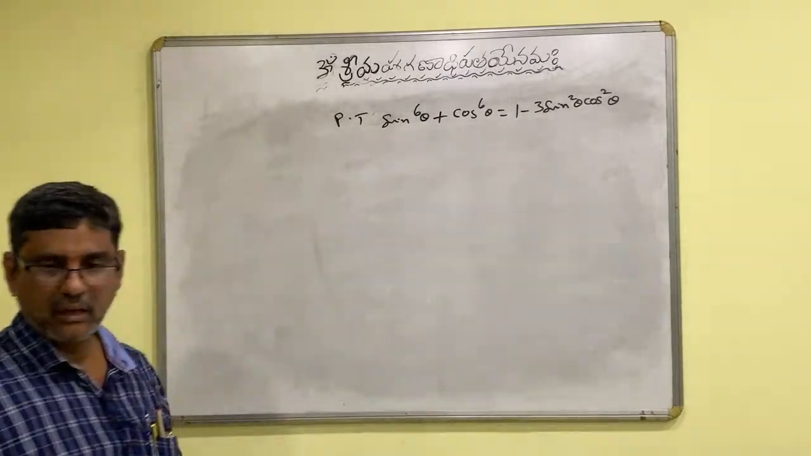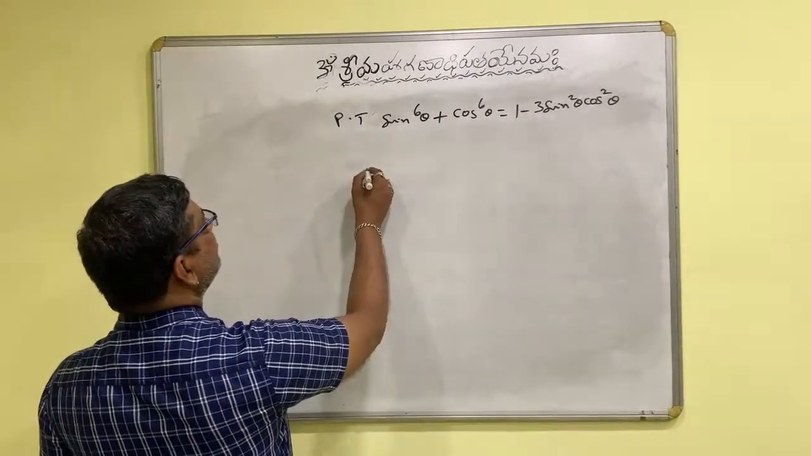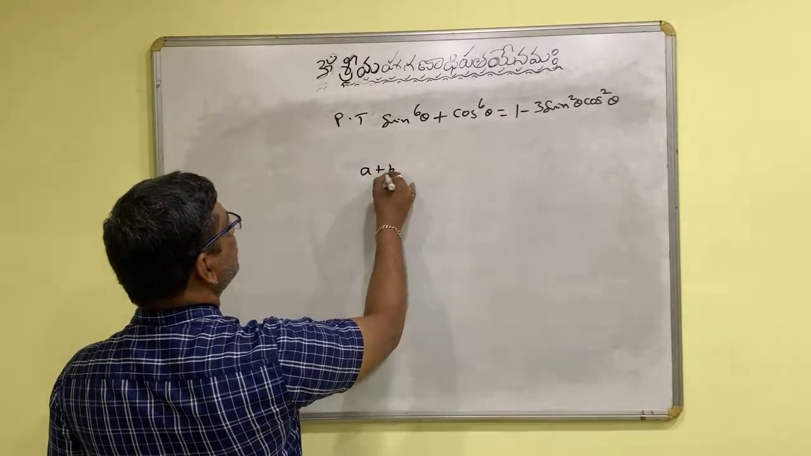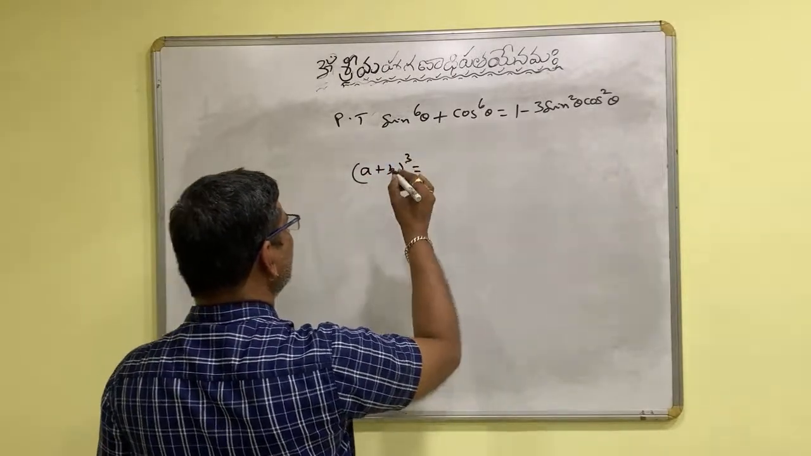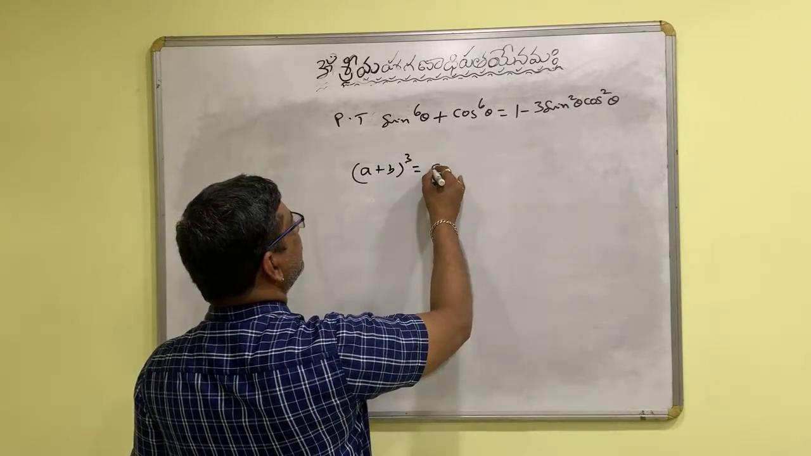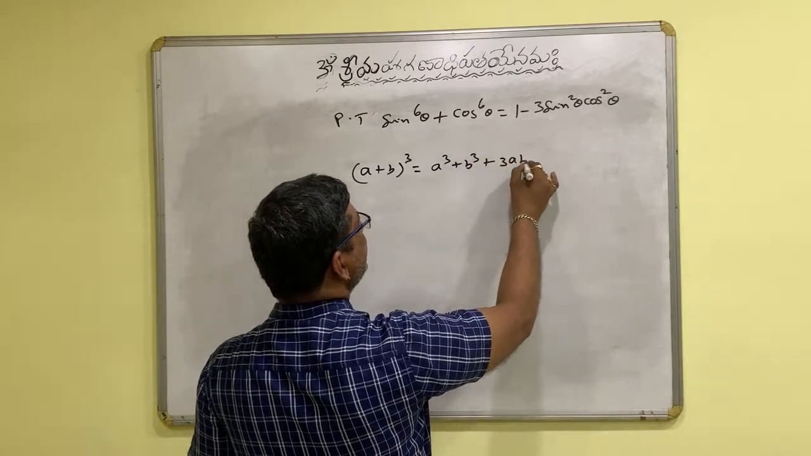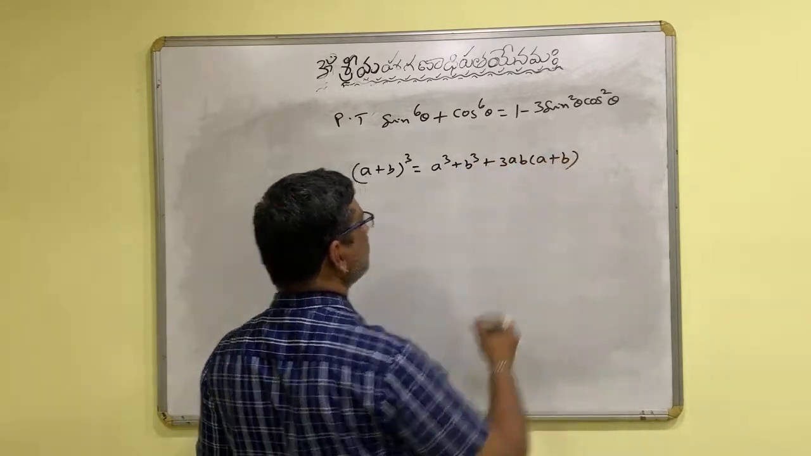Okay, let me explain this question. We have a formula that a plus b whole cube is equal to a cube plus b cube plus 3ab into a plus b. This formula is there, na?